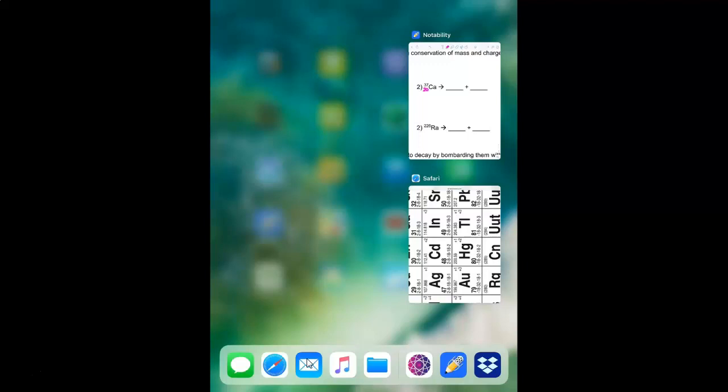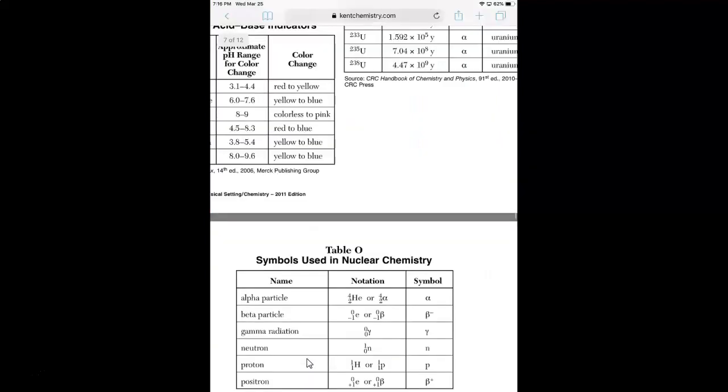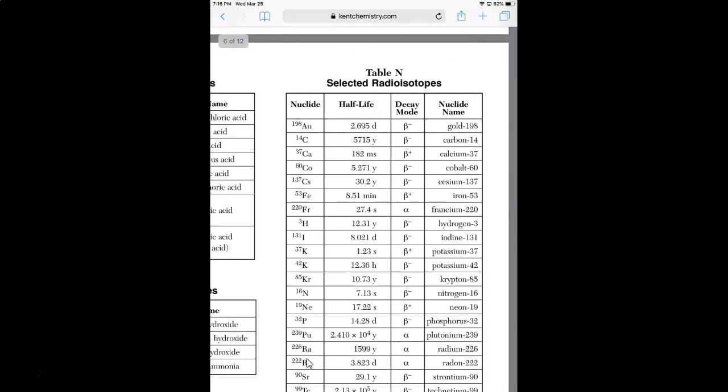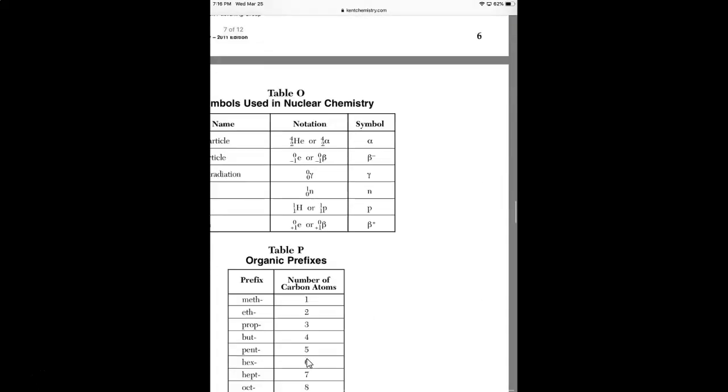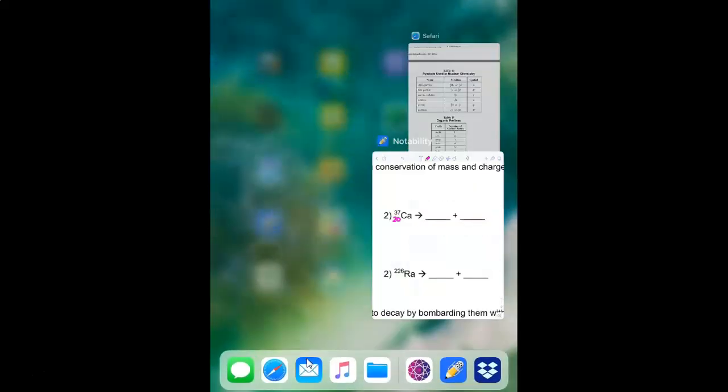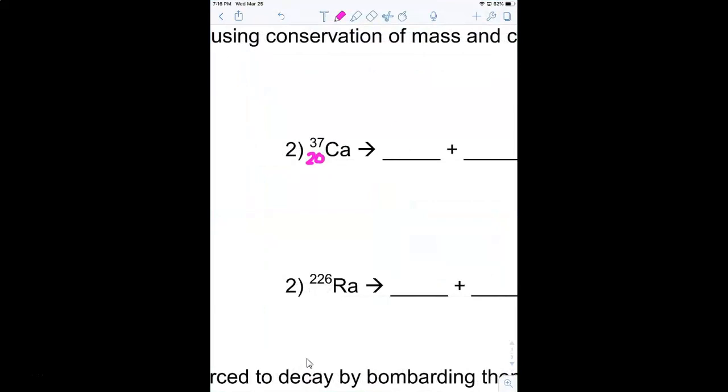A β+ particle. Did you guys see that? I think my computer froze. So calcium-37, it's the third one from the top. See how it gets rid of a β+ particle? I go to Table O and I find the β+ particle, which is right there at the bottom, and I write down its symbol. Again, it has two symbols, so it does not matter which one you write.